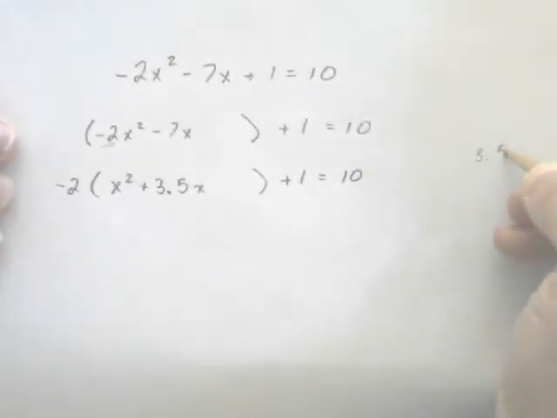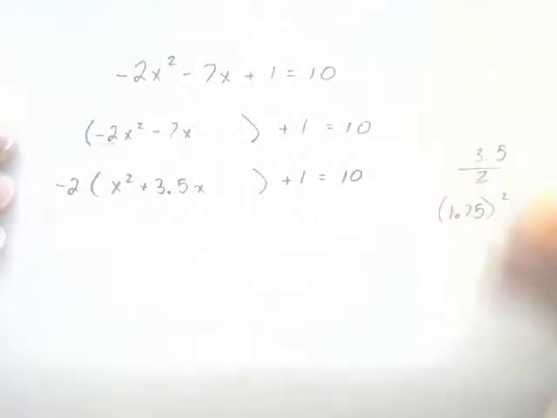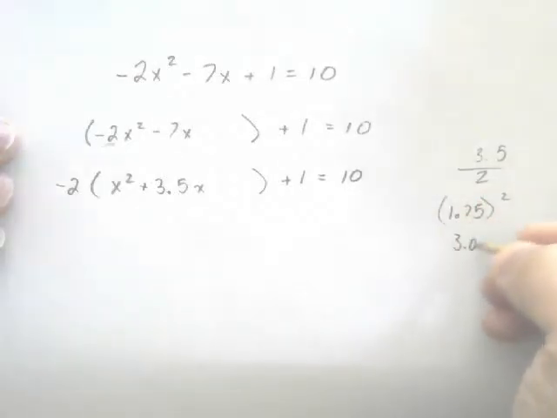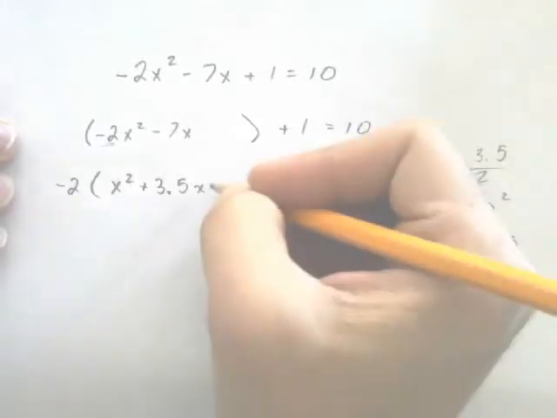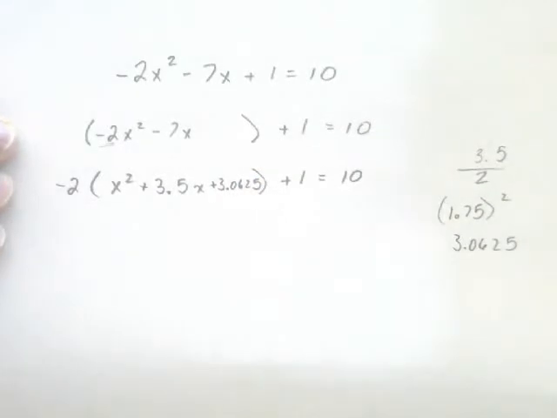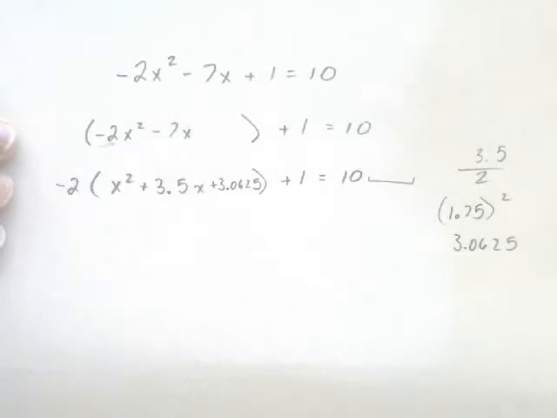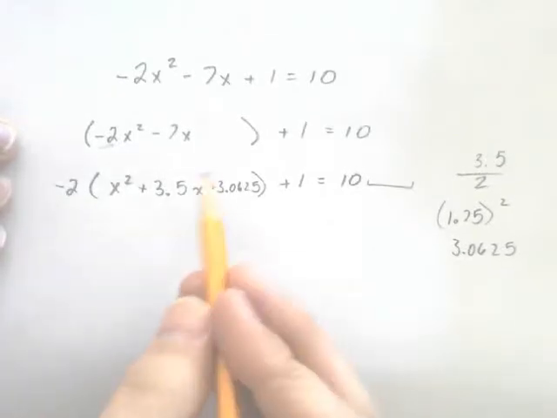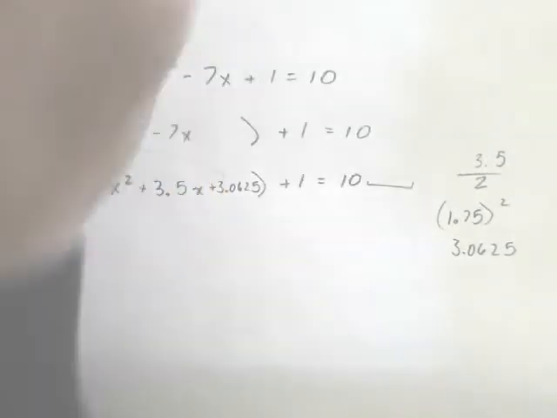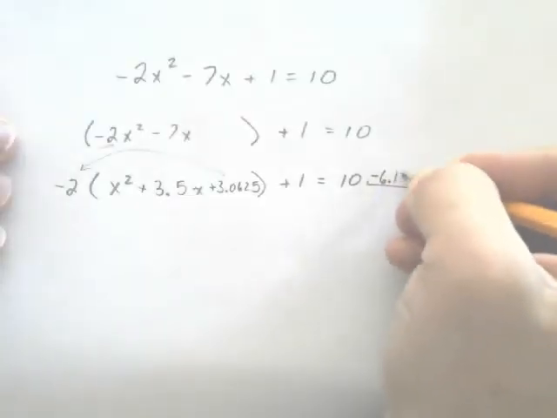So over on the side, when I complete the square, I'm going to have to take 3.5 divided by 2, which is 1.75. I'm going to have to square 1.75. And I get 3.0625 plus 3.0625. Okay? What number goes over here? Well, it's not 3.0625. That's still attached to this negative 2. So it's actually minus 6.125.